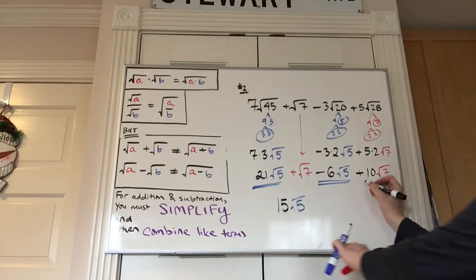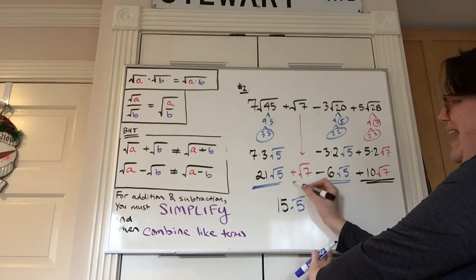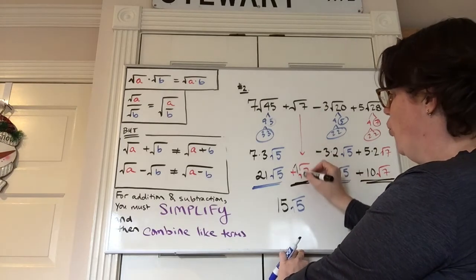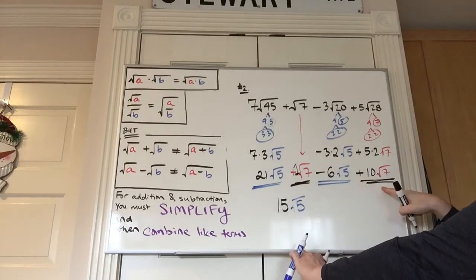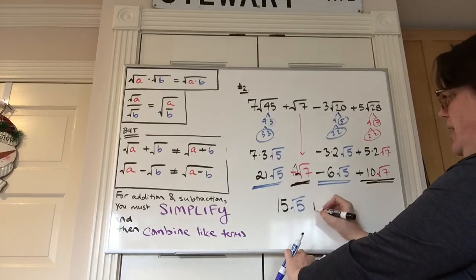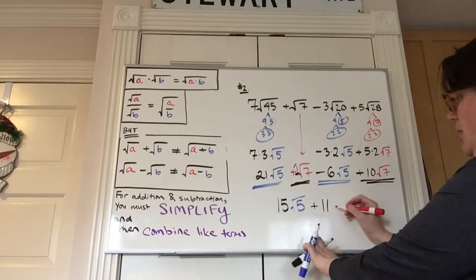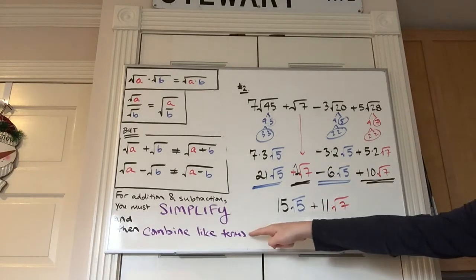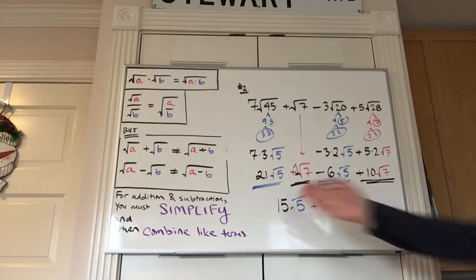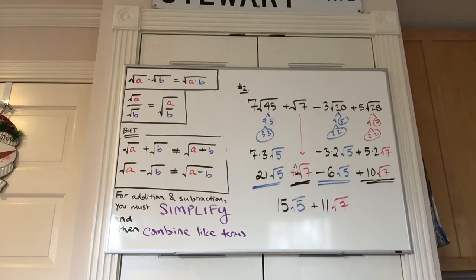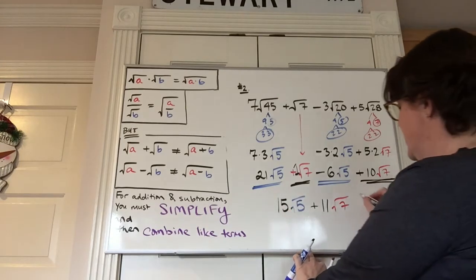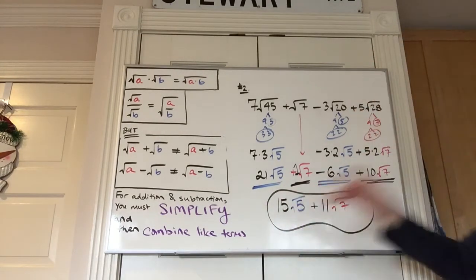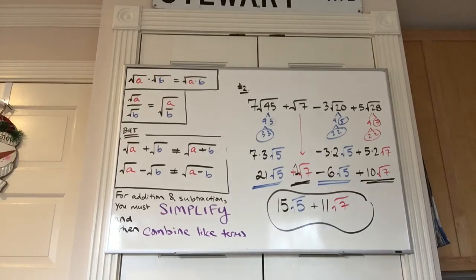And then with the root 7's, I have 10 root 7 and then 1 extra root 7 here. This is very much just like an x by itself. It's like 1x. So I had 10 of this weird thing, 1 of this weird thing. That gives me 11 of that weird thing. I can't combine these two things together because they're not like terms. Much like if you had 15x plus 11y, you couldn't combine them. So this is as simplified as this expression gets. I simplified every root and then I combined like terms.